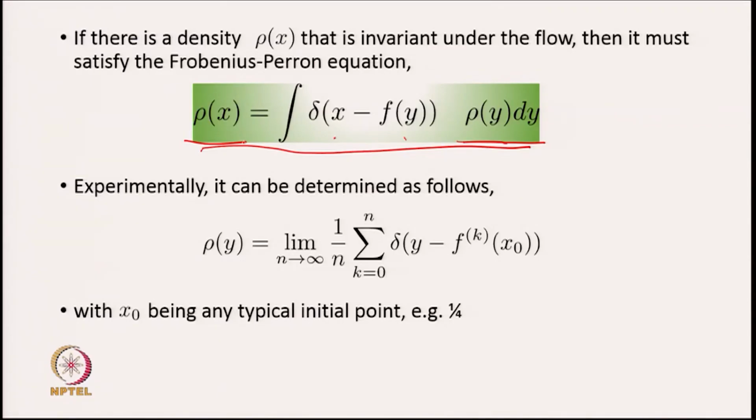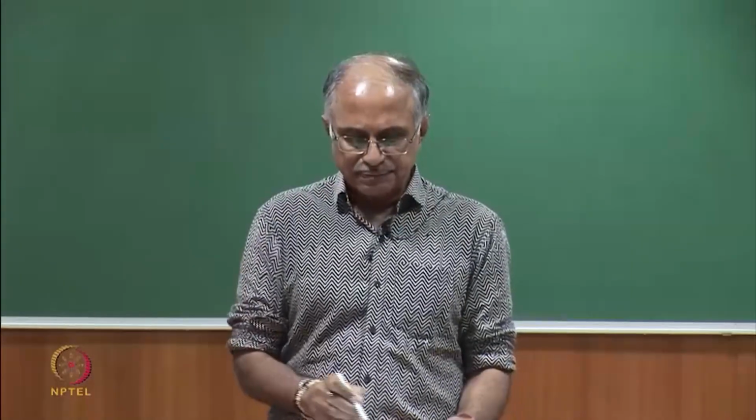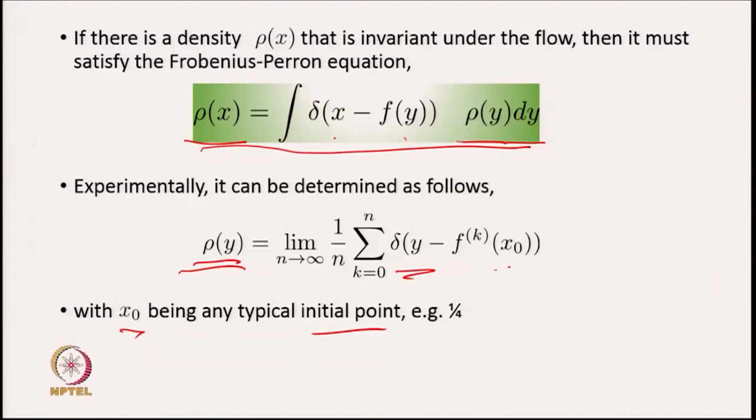To determine this density experimentally is not very difficult. Again, starting with some typical initial point x naught, you just keep iterating this initial point, discarding transients, and then look at where they land up on the interval. That gives you rho of y.